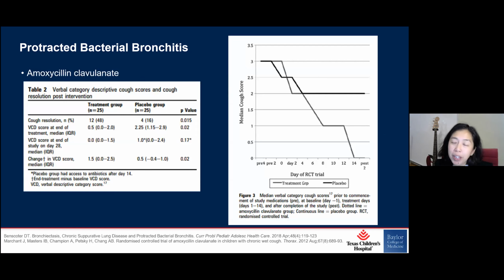So how do you treat PBB? There was this Cochrane review many years ago. Everyone thought we should treat this with antibiotics, but the end result of that Cochrane review was that we don't actually have good data to support the use of chronic antibiotics. So that Cochrane review actually prompted this really great randomized controlled trial of the use of amoxicillin clavulanic acid, Augmentin, for the treatment of PBB.